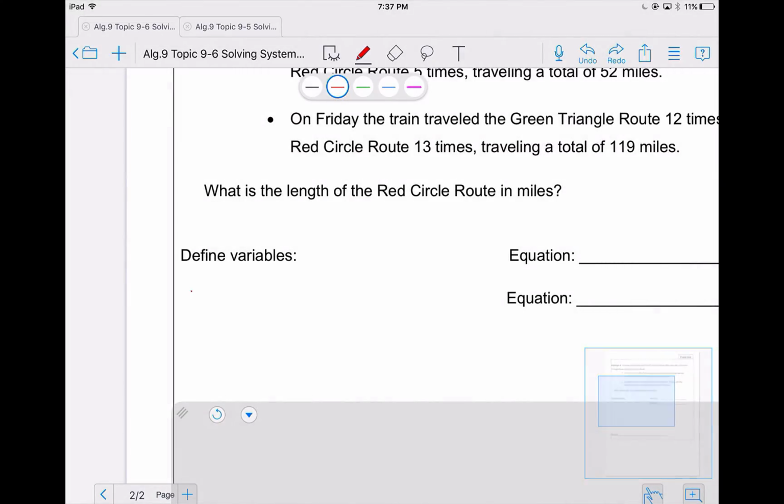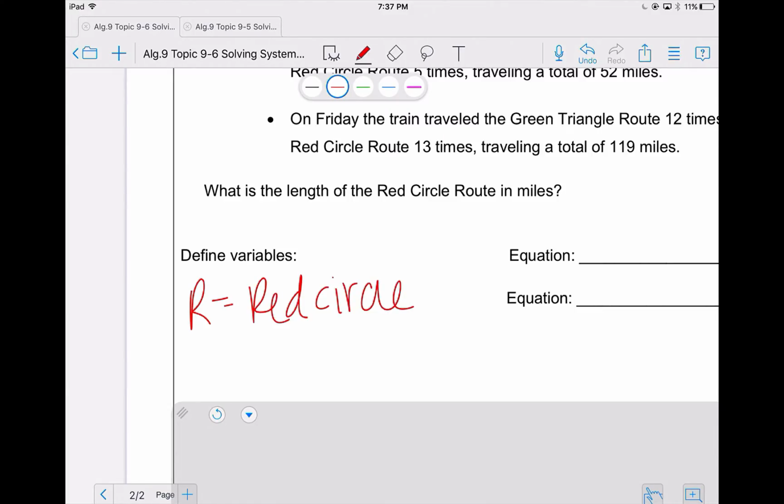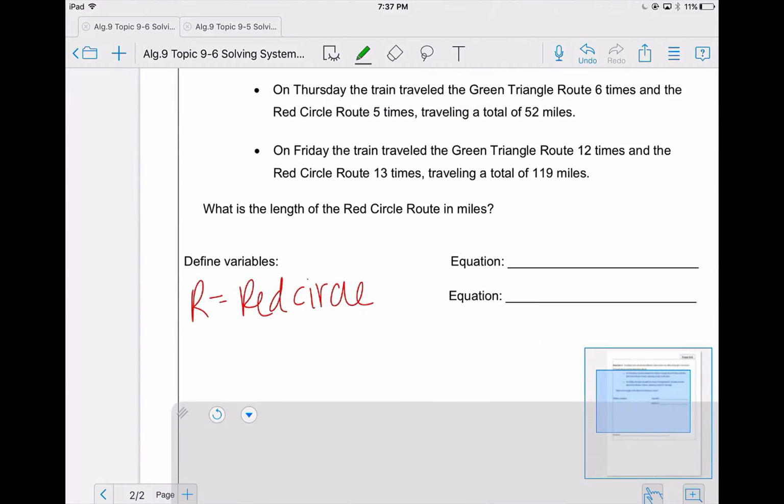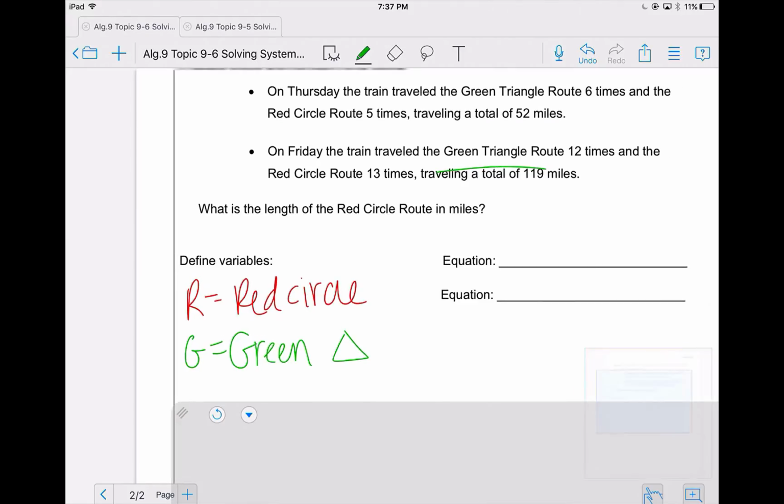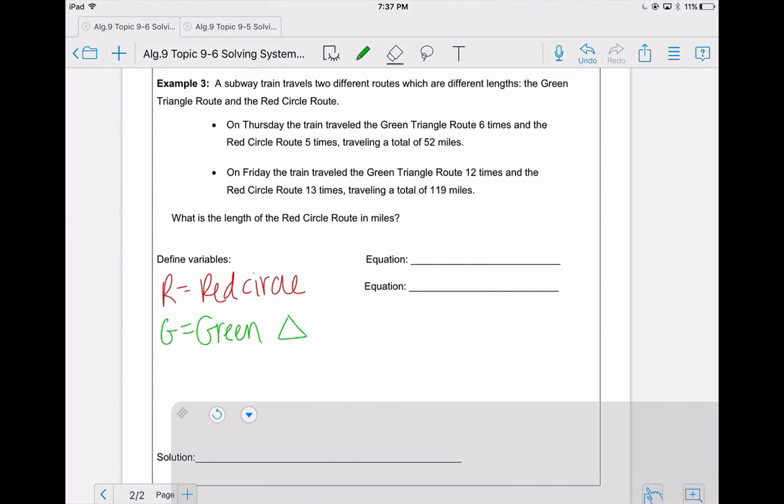So one of my variables is going to be the red circle route. Well, if the red circle route is one of them, then the other route, the green triangle route, is going to be my other variable. Remember that once you have used a number, you cannot use it again.